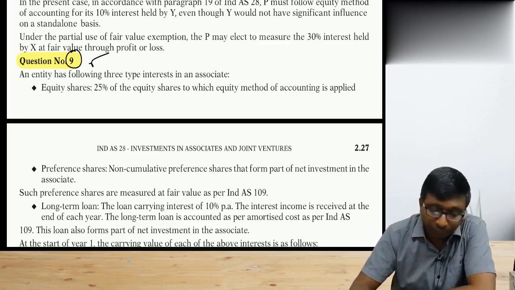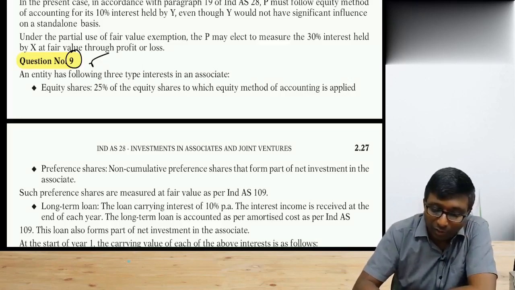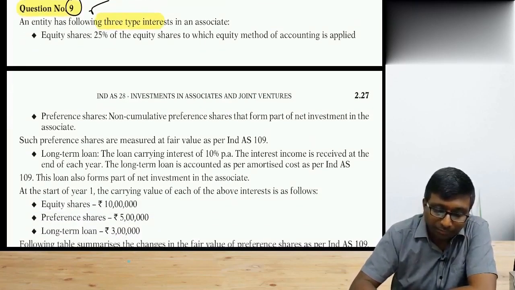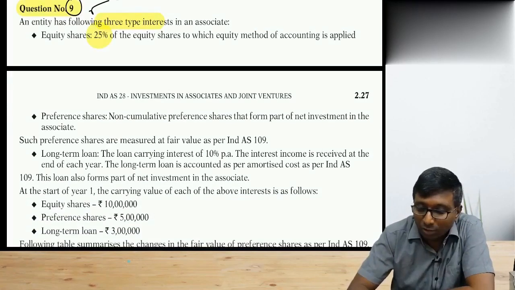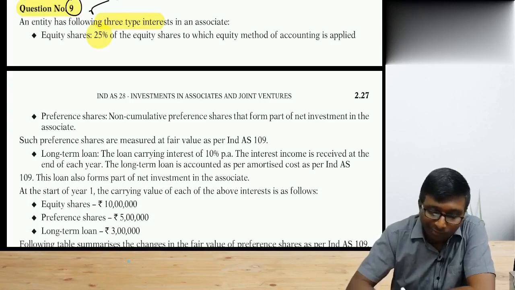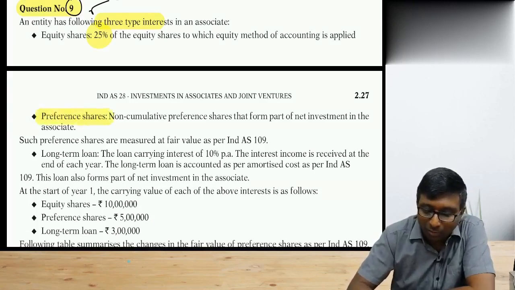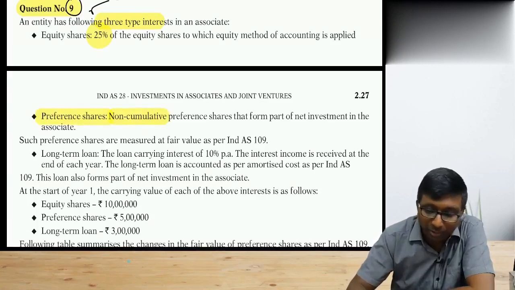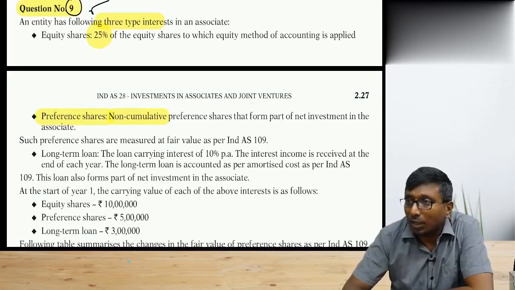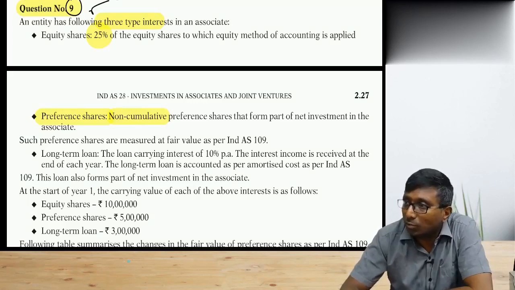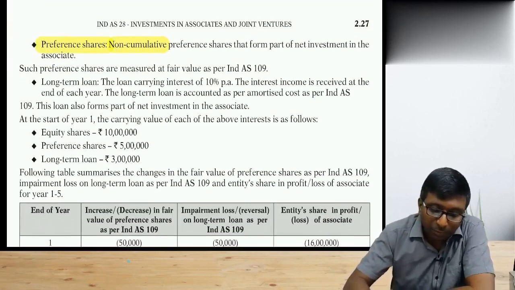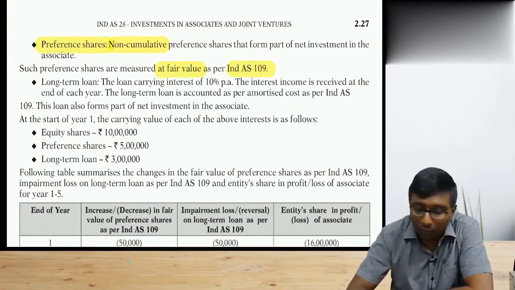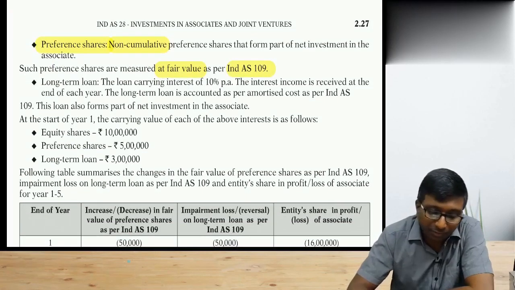Entity has the following three types of interest in the associate. One is equity shares, 25% of the equity shares, to which the equity method is applied. And we have preference shares also, but these are non-cumulative preference shares which form part of net investment in the associate. The associate issued the preference shares, we bought them. Such preference shares are measured at fair value as per Ind AS 109, FVTPL or FVTOCI.